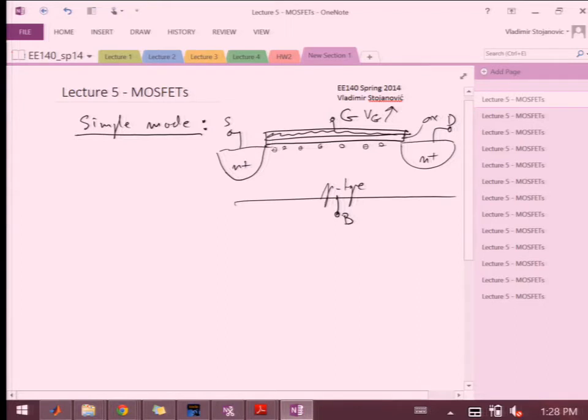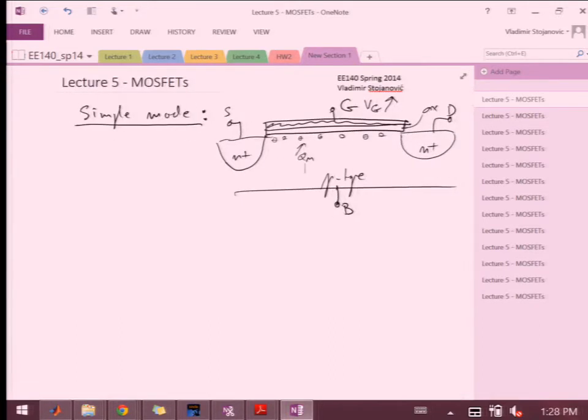And then what we're going to do is calculate the mobile charge in the transistor, because these electrons are minority carriers. They move around. They're pinned to this surface by the positive potential, but they move around. And so they can potentially carry current. So we want to figure out what that current is under different biasing conditions.